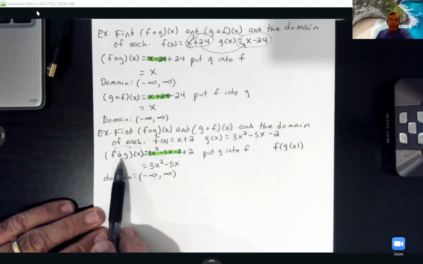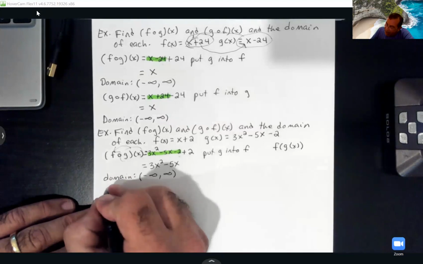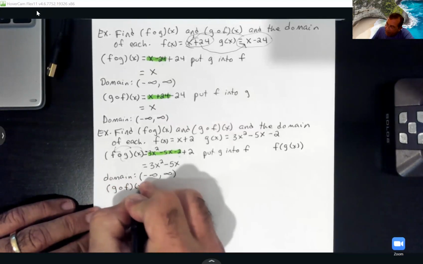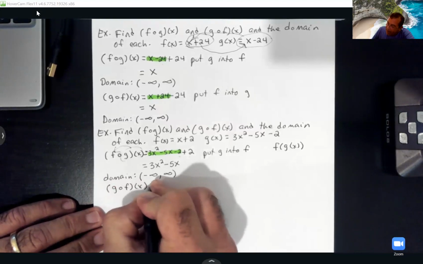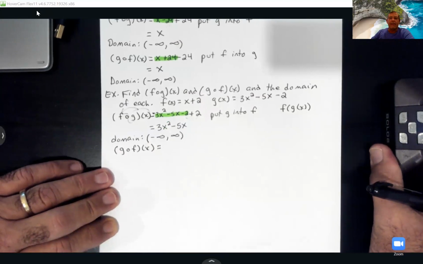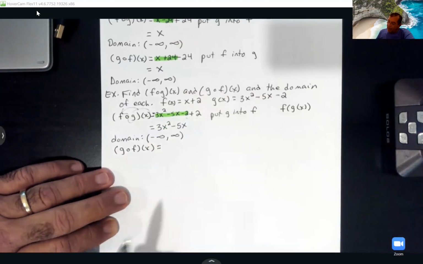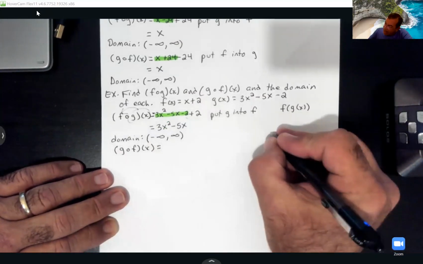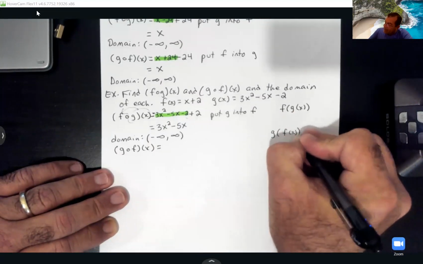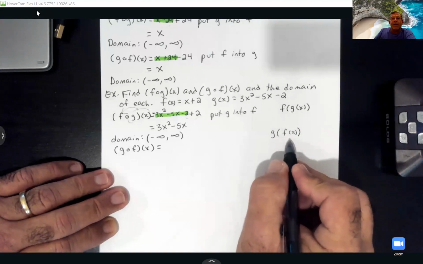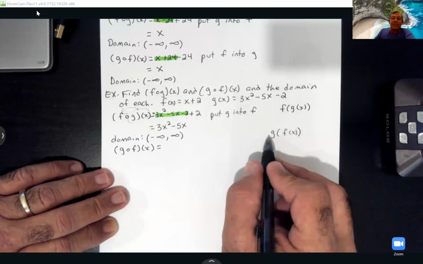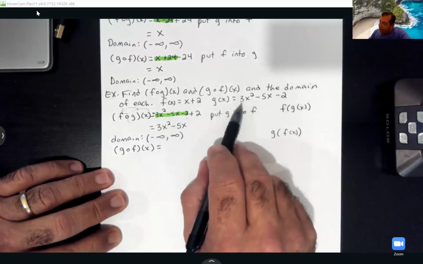All right, y'all. So we done the F of G. So now we get to play with G of F of X. So remember, this would be like G of F of X. So since I can't do nothing to the F of X, I'm going to put that whole function into my G.